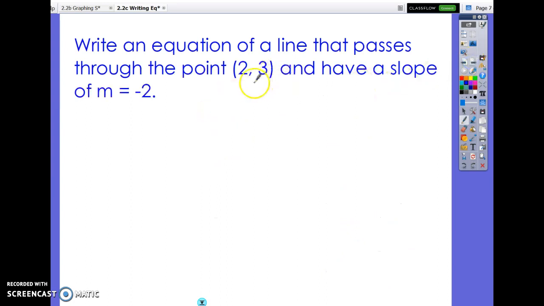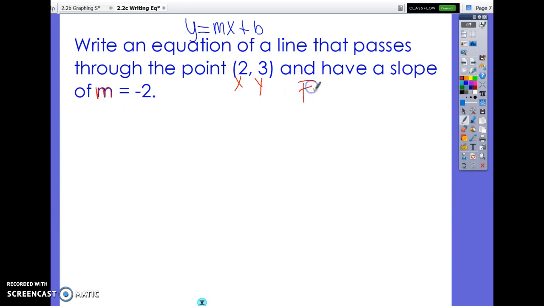Sometimes we want to be able to write an equation if we're given a point and the slope. So right here we have the point (2, 3) and the slope of -2. So again, we're still trying to write it in that y = mx + b format. So let's look at the information we have. Right now, we have an x value, we have a y value, and we have the slope. If we want to be able to write this equation, we need to find b.